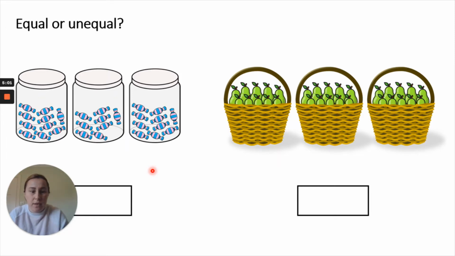Did you get it? There isn't the same amount of sweets in each jar. Let's have a count. 1, 2, 3, 4, 5, 6, 7, 8, 9, 10 sweets in this jar. And then there were 10 sweets in this jar. But were there 10 sweets in this one? In our second group? There wasn't. So these are unequal groups of sweets.